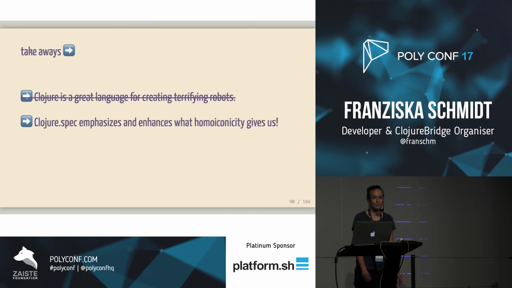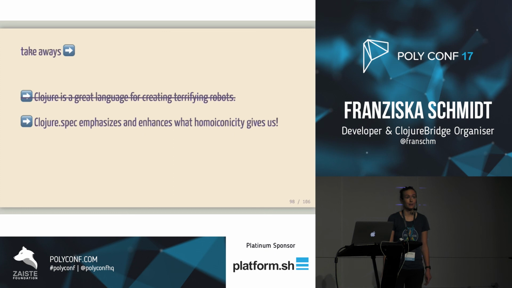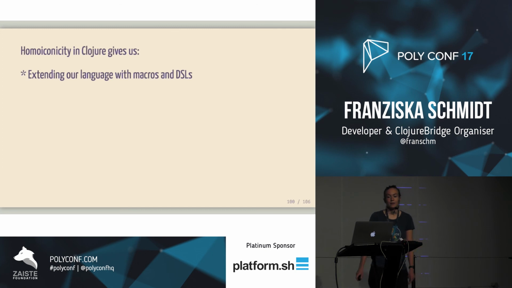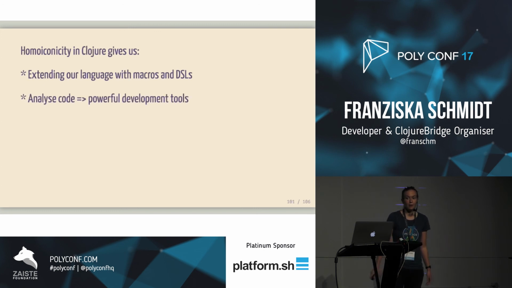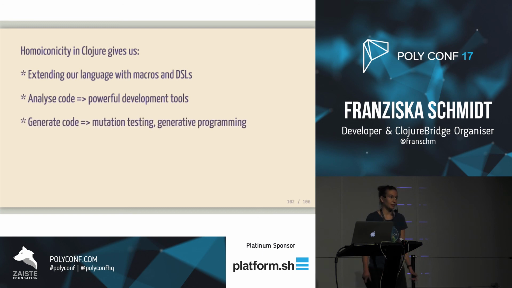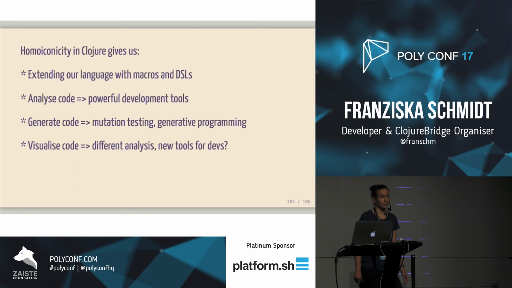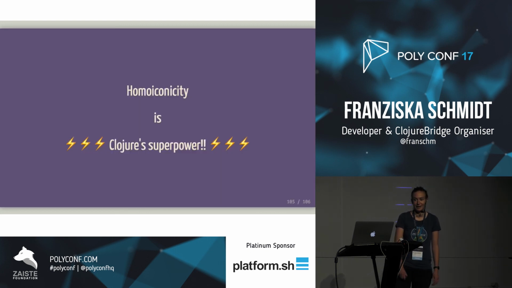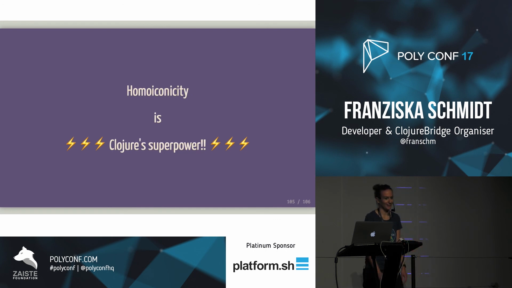But more seriously, Clojure spec emphasizes and enhances what homoiconicity in Clojure already gives us. So, a quick summary: we get, yes, extending our language with macros and DSLs, which is what everyone thinks of when they hear homoiconicity. But we also get to analyze our code really well, which means we get great development tools. We can generate code easily, which means we can do things like mutation testing and generative programming. And we can visualize code really well because we know how to visualize data, and code is data. And probably many more cool things. I hope I convinced you that homoiconicity is Clojure's superpower.